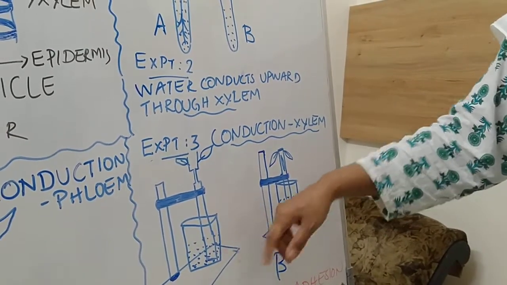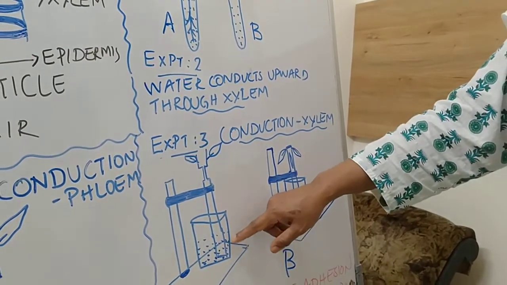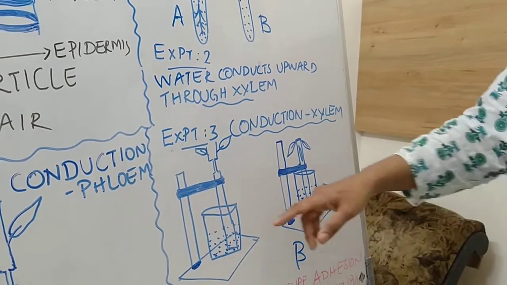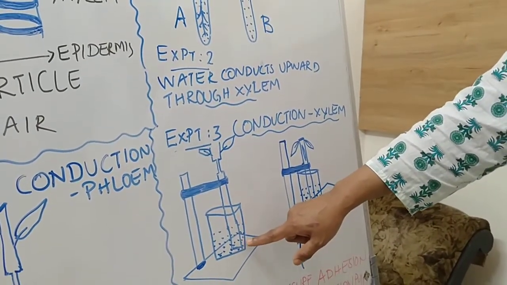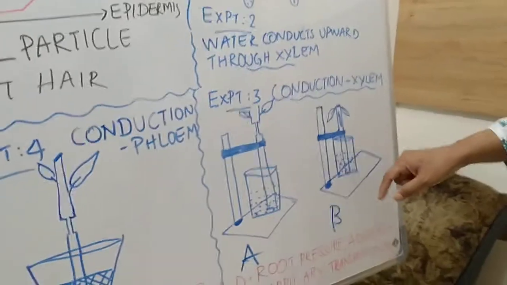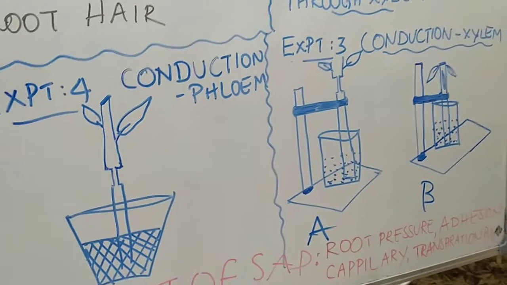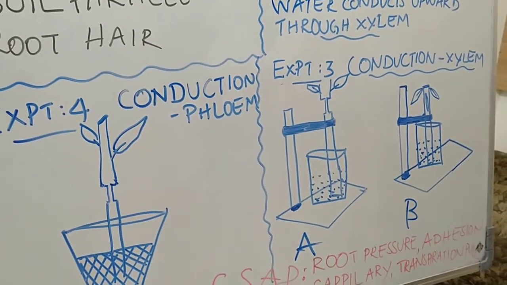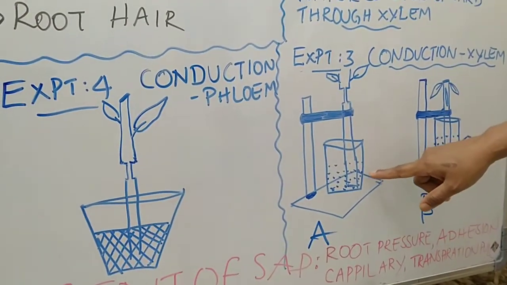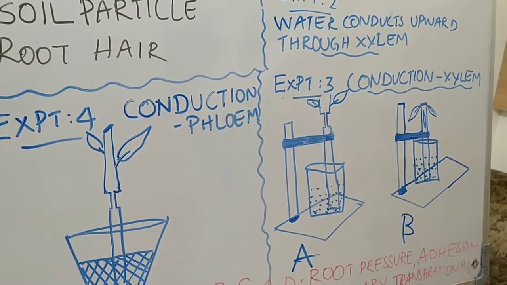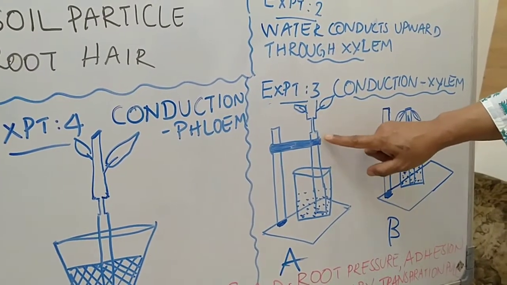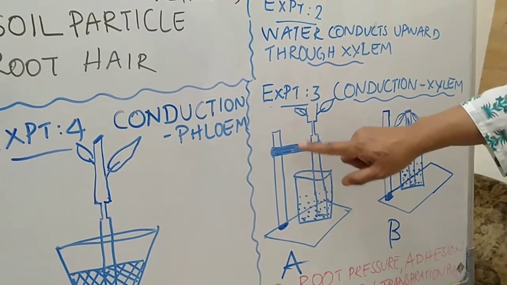What is the reason? If I keep it outside and cut, what will happen? The air bubble will enter, so I may not get the exact result I am expecting. So I have to cut under the water. In the other setup also, the stem needs to be cut under water. What do I mean by underwater? Keep the stem below the water level and cut it with the help of a razor blade. Then there won't be any entry of air bubbles.